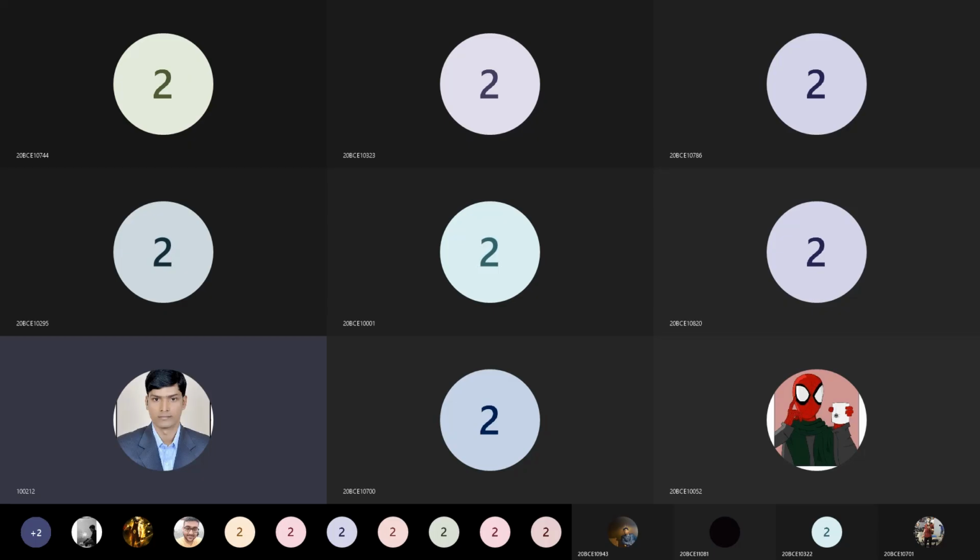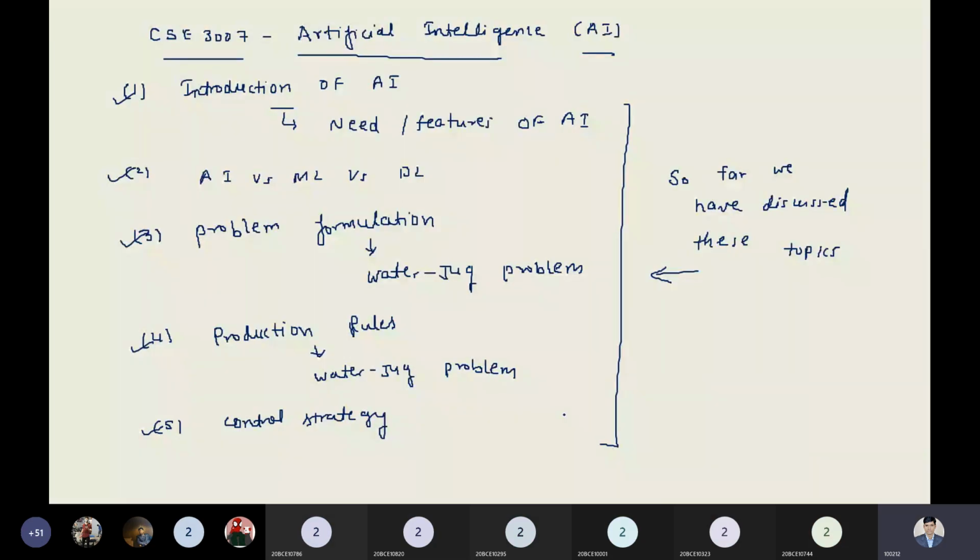Okay, students. As per my words, we have already covered various topics: the introduction of AI, AI versus ML and DL as well, the problem formulation supported by the water jug problem example, and the production rules supported again by the water jug problem, which is a famous and standard example. When we talked about the control strategy, we saw the introductory part of it, how we can control any model or any system which is required to control, to provide smoothness to our model as well.